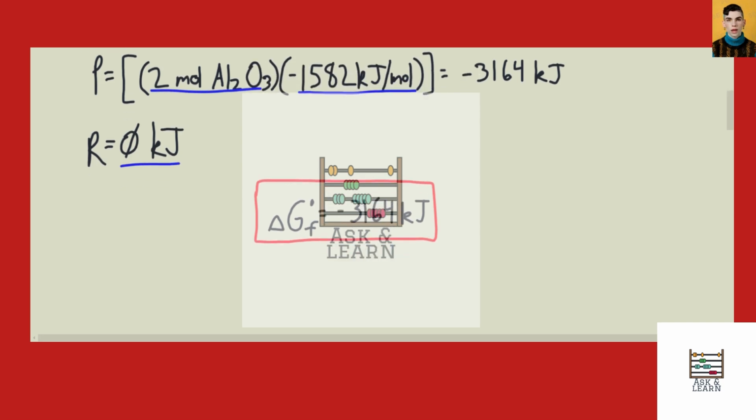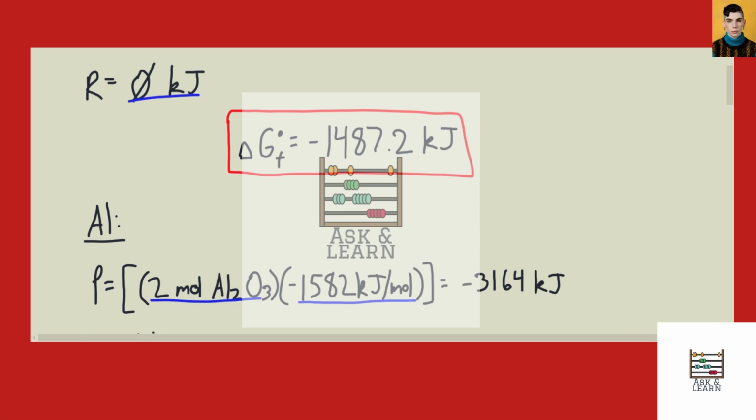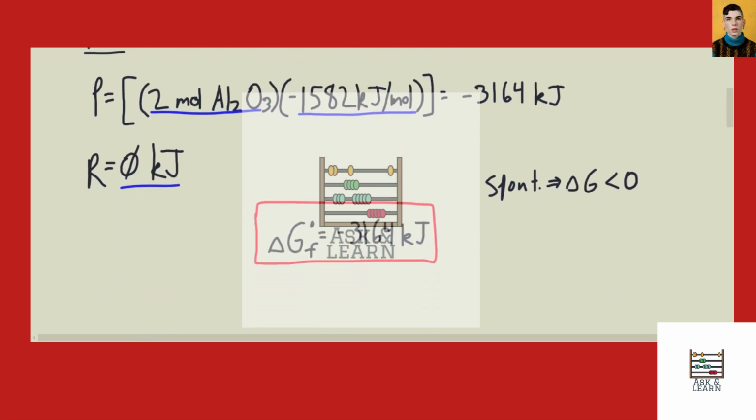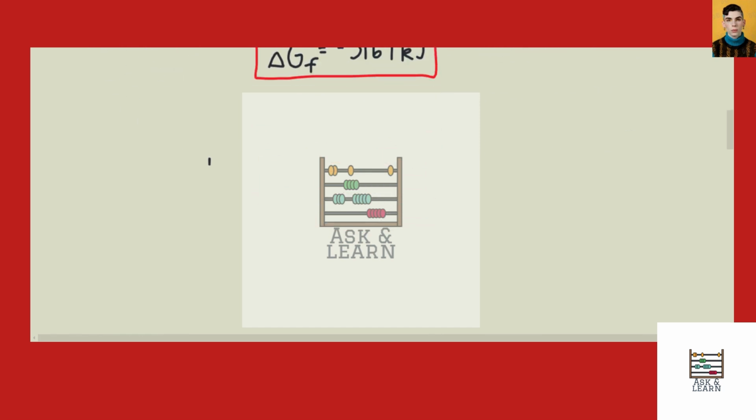Remember that for a reaction to be spontaneous, delta G has to be less than 0. It has to be negative. And in each one of the delta G of formation values that we calculated, we see that both of them are negative. So we can conclude that both the oxidation reactions of Fe and Al are spontaneous.